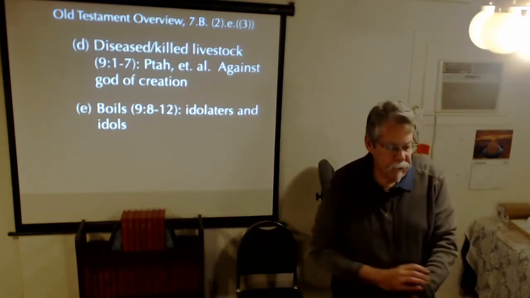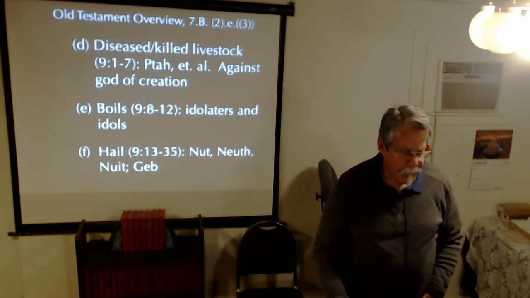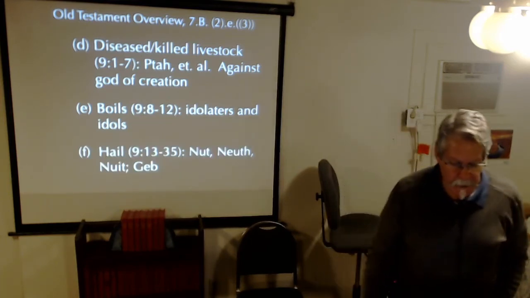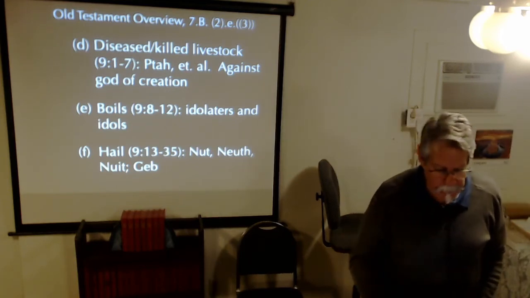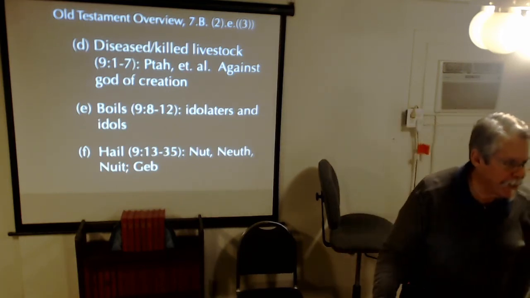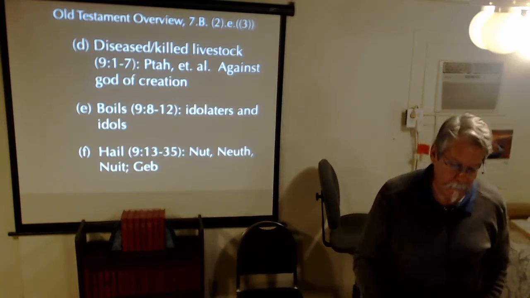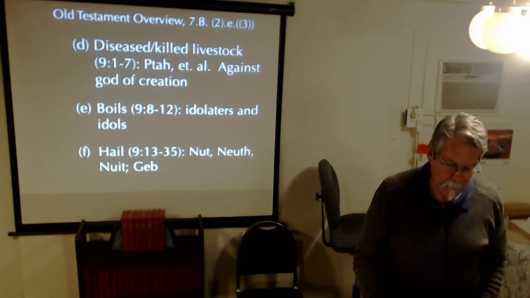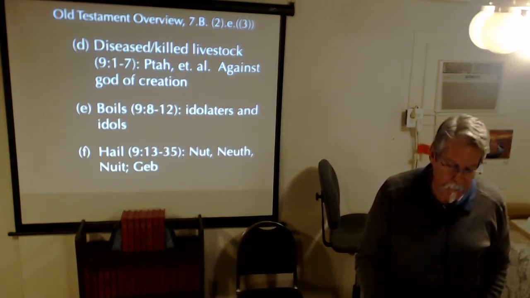So, okay, subpoint F. The seventh plague. There's 10 total, by the way, in case you want to know where we're going. Okay, if you don't remember, there's 10 of them. The seventh plague, hail. That's chapter 9, verses 13 through 35.